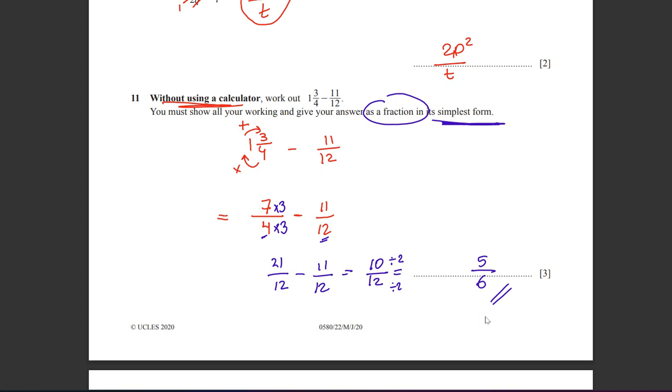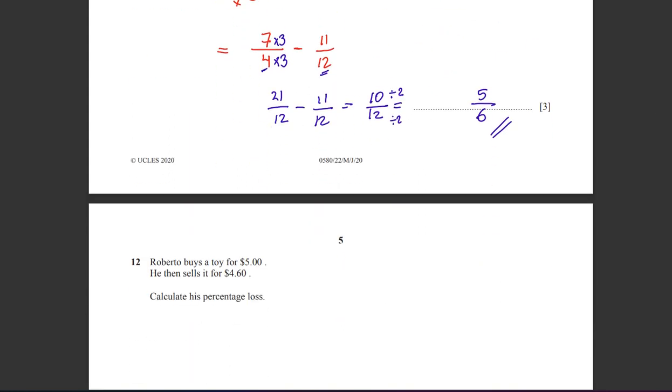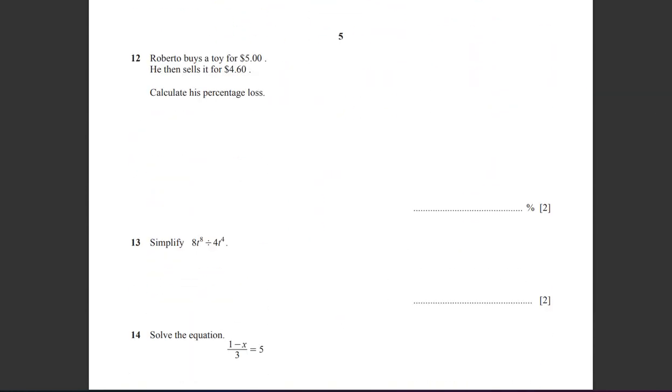Okay. Question number 12. Roberto buys a toy for $5. He then sells it for $4.60. Calculate his percentage of loss. How could I do that? First, I will find the loss between them, which is 5.00 minus 4.60 equals $0.40.